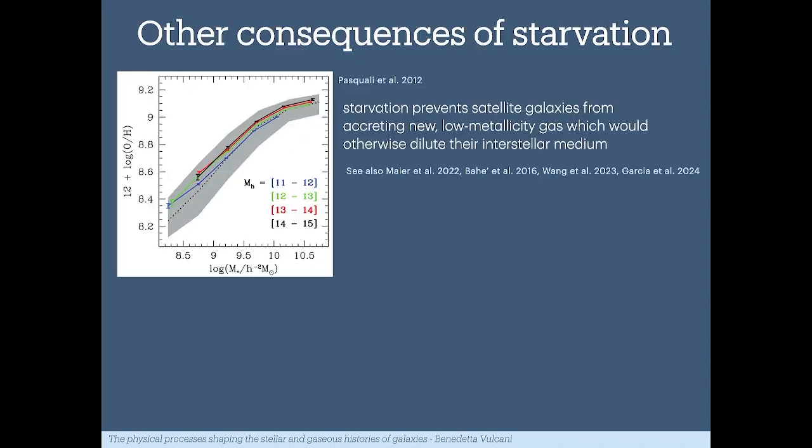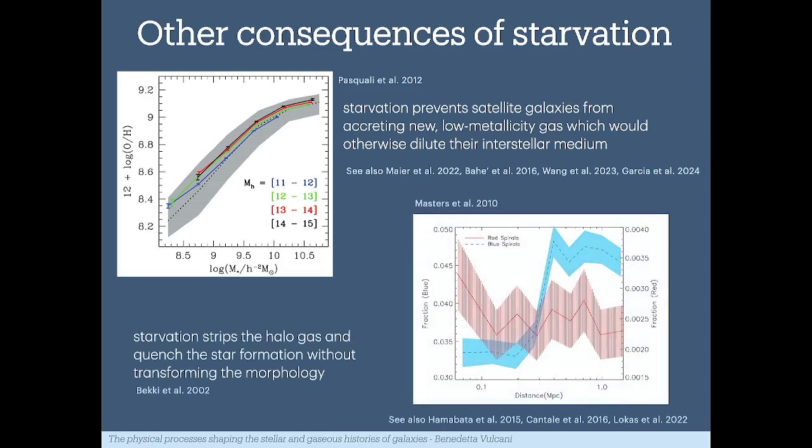So what are other consequences of starvation? There are at least 2 clear signatures of starvation. On one side, if we look at the mass metallicity relation for galaxies in cluster and in the field, we see the cluster galaxies have a higher metallicity than field galaxies. And this is because starvation prevents galaxies from accreting new low metallicity gas, and so they just use the gas that they have. And on the other hand, starvation is expected not to change the morphology. And so galaxies can quench, become red, but maintain their morphology. So in clusters, we have an excess of red spirals with respect to the field galaxies.